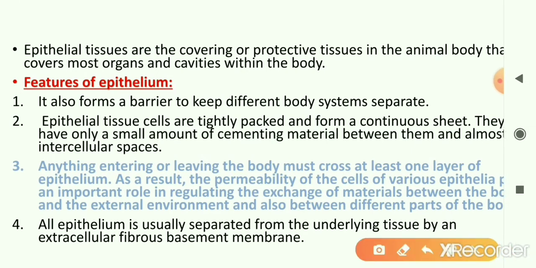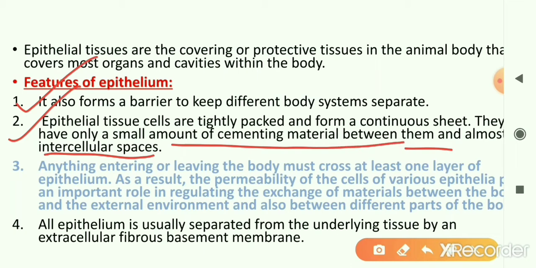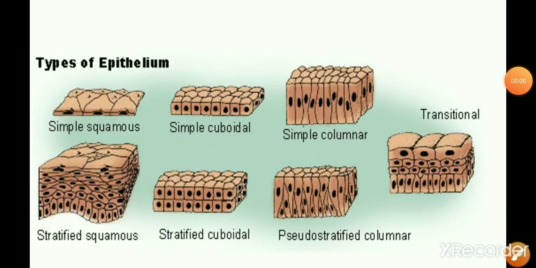So these are the features of epithelium. That is, it forms a barrier to keep different body systems separate. Since it is a protective tissue, the cells of the epithelium are tightly packed as a continuous sheet with almost no intercellular space and very little cementing material, and anything to enter or leave has to cross at least one layer of epithelium. And as stated at the end, all epithelium, whatever kind of epithelial tissue it is, rests over an extracellular fibrous basement membrane. So let us now study the different types of epithelial tissues.